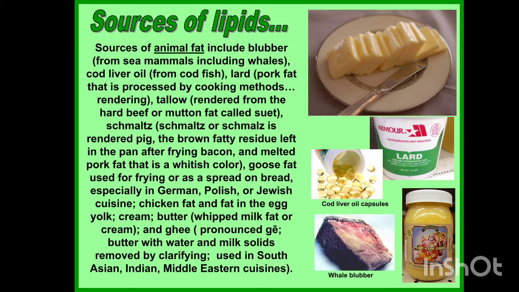Schmaltz is rendered fat, the brown fatty residue left in the pan after frying bacon, and melted pork fat that is a whitish color. Goose fat is used for frying or as a spread on bread, especially in German, Polish or Jewish cuisine. Chicken fat and fat in egg yolk. Okay. Cream, butter, whipped milk fat or cream. Ghee, pronounced ghee, is butter with water and milk solids removed by clarifying, that is used in South Asian, Indian, Middle Eastern cuisine.